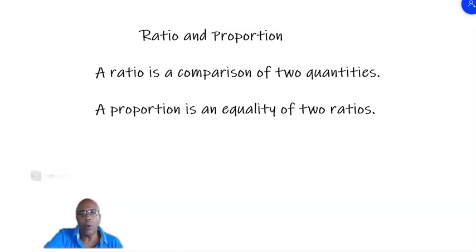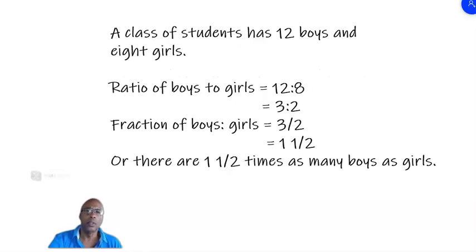A proportion, on the other hand, equates two ratios. It makes one ratio equal to another ratio. And to understand that, we have to really look into problems involving proportions. So let's first look at examples using ratios. So as we said, a ratio compares two quantities.